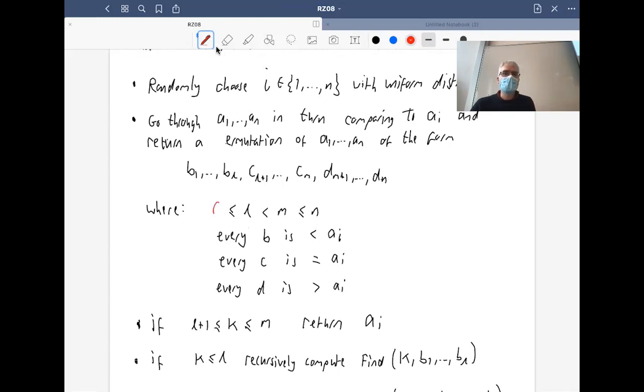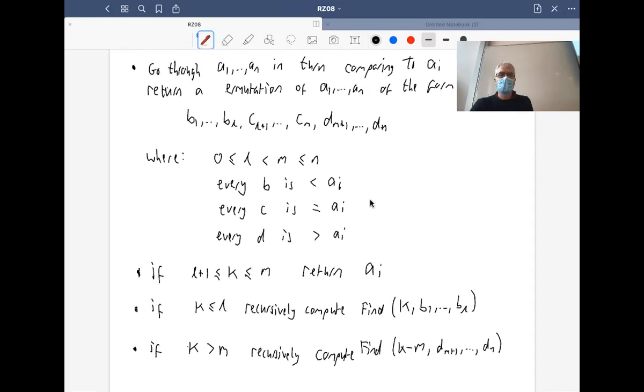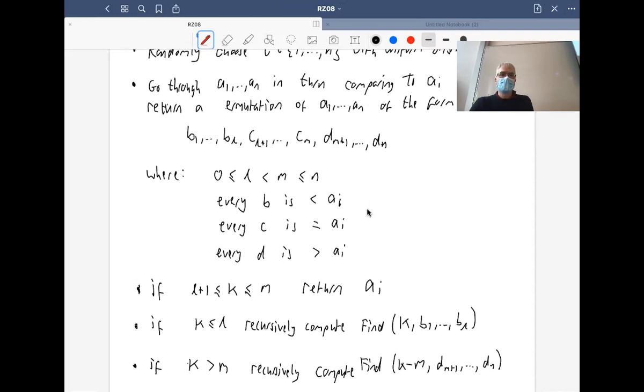So this should be, whoops, let's make that black. This should be 0 is less than or equal to L is less than m, less than or equal to n. And this is just saying that these were all the elements less than a sub I, these are all the elements equal to a sub I, and these are all the elements greater than a sub I. And then once we've done this, we can see where we made the partitions.